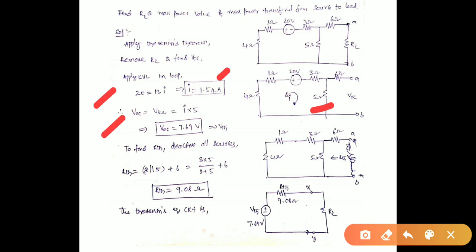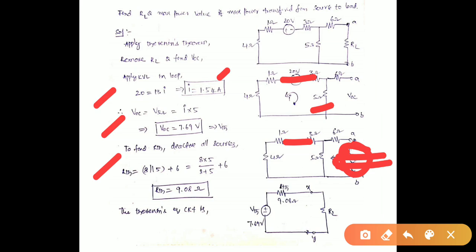Then we have to calculate the Thevenin resistance. To calculate the Thevenin resistance, we have to deactivate all the sources in the given network. We have a single voltage source, so we make it a short circuit. After making the short circuit, from the load side we calculate the equivalent resistance RTH. The RTH value can be calculated as 9.08 ohms.